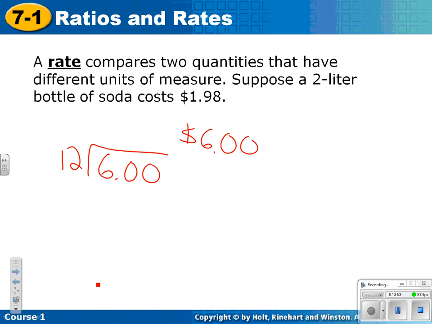Well, how many times does 12 go into 6? We got to put a little dot up there, straight up. How many times does 12 go into 60? 5. What's my unit rate? 50 cents per can.